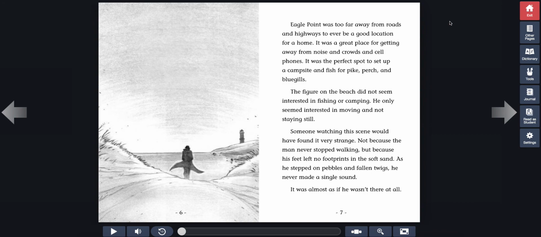Someone watching this scene would have found it very strange, not because he never stopped walking, but because his feet left no footprints in the soft sand as he stepped on pebbles and fallen twigs. He never made a single sound. It was almost as if he wasn't there at all.